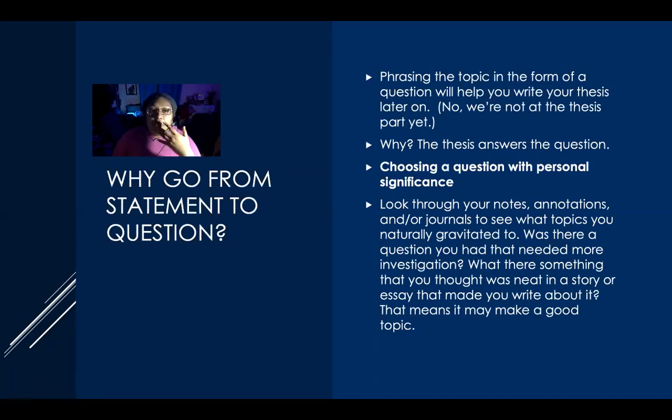So why do you want to go from a statement to a question? Because the whole idea of research is to answer the question. The whole idea of curiosity is that you're answering a question. And later on, you don't do the same thing twice because your thesis directly answers the question. There you go.